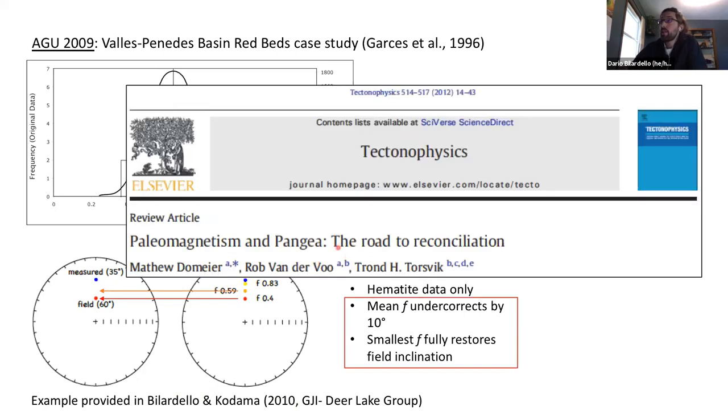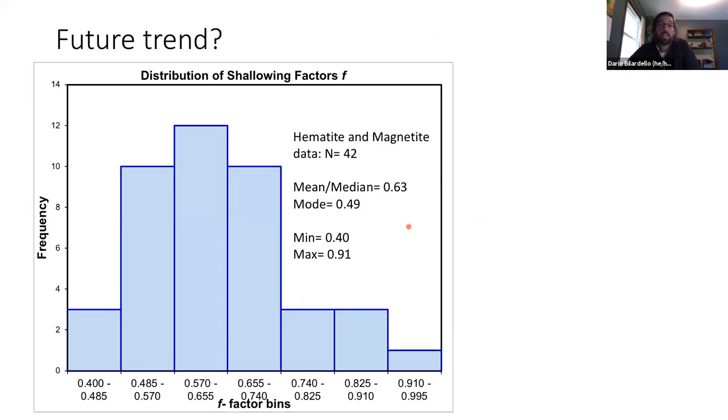But unfortunately, as I said, these techniques have proven fairly popular, and this seems to be the only thing that really has stuck with the paleomagnetic community. So the question is, where are we at today? Well, we have more data, and so we can determine what the distribution of the shallowing factors is. And clearly, it is not a normal distribution. The population is heavily skewed.